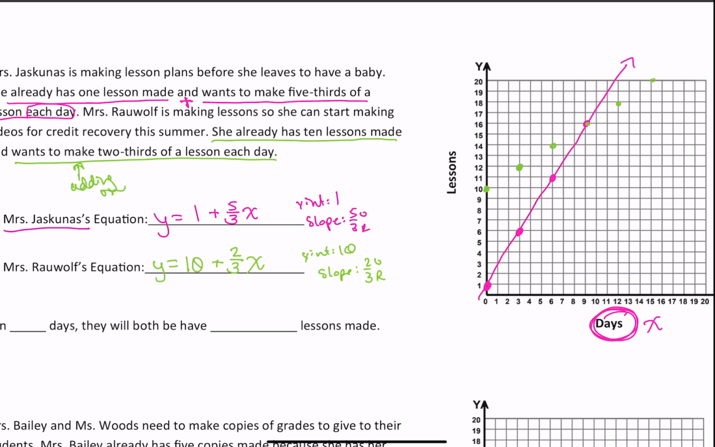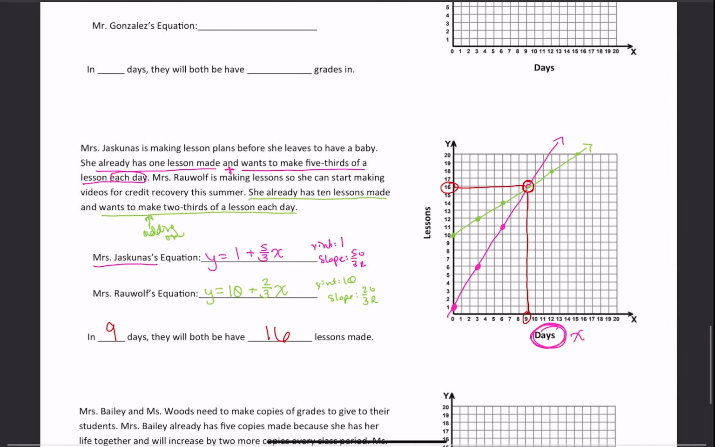And I want you to repeat this all the way through on your graph and your quiz tomorrow too. You need to have all your dots and your line. All right, so Miss J and Miss Rawolf crossed right here. So that means we got 9 and we got 16. So in 9 days, they will both have 16 lessons made, okay?